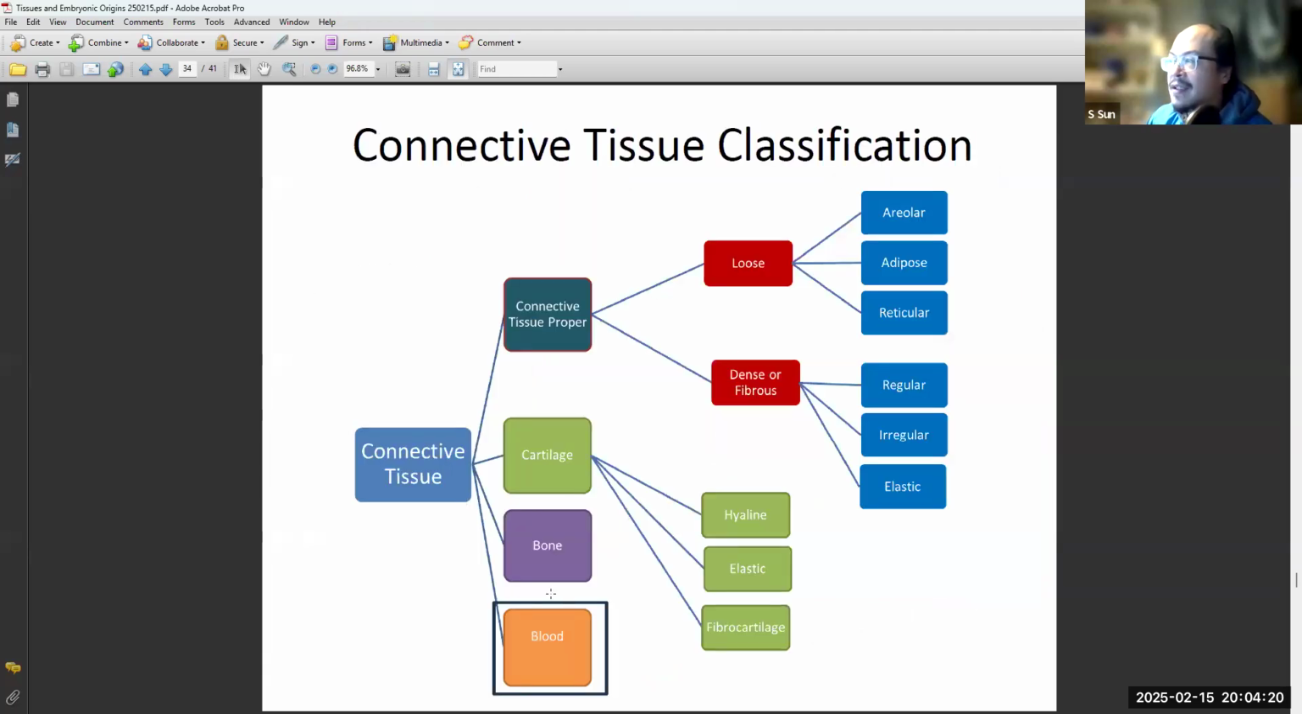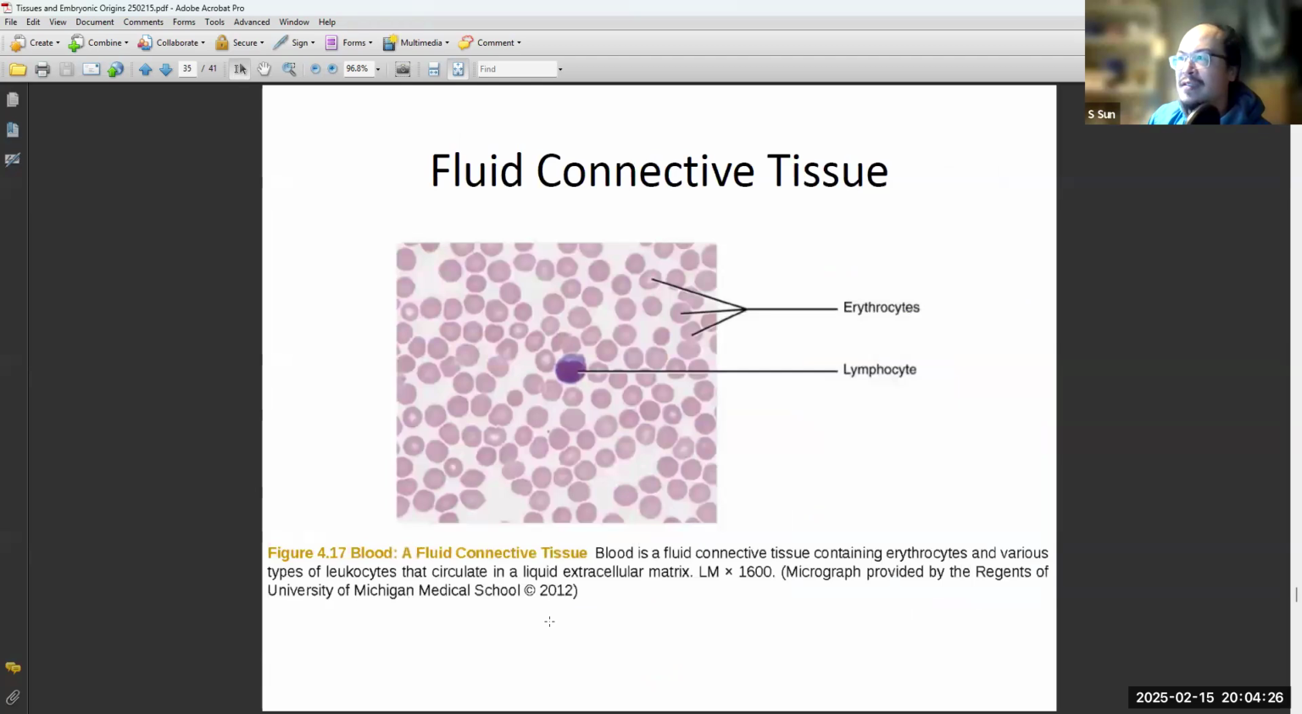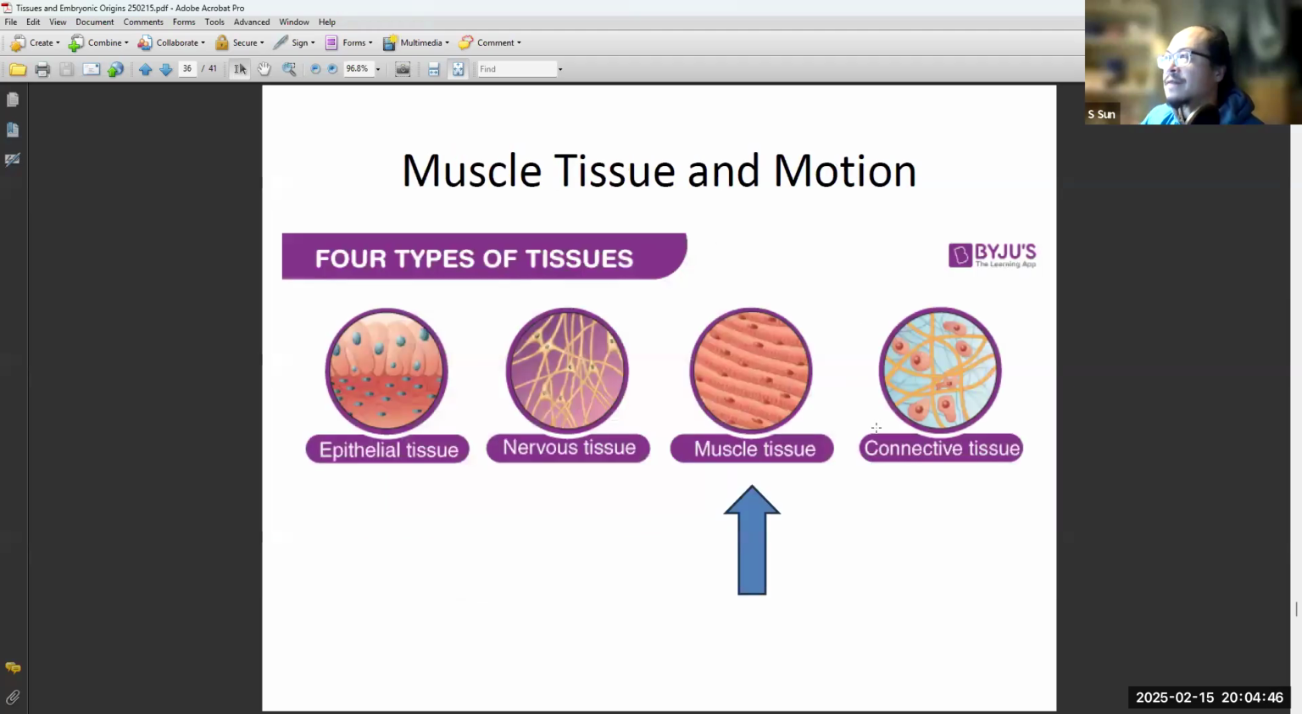Now the last thing is blood. What are the cells in the blood? There are two types of blood cells: white blood cells and red blood cells. Red blood cells are also called erythrocytes. The primary one is the erythrocyte. The second is the leukocyte, the white blood cell. Lymphocytes are just one type of leukocyte. So that is the connective tissue.